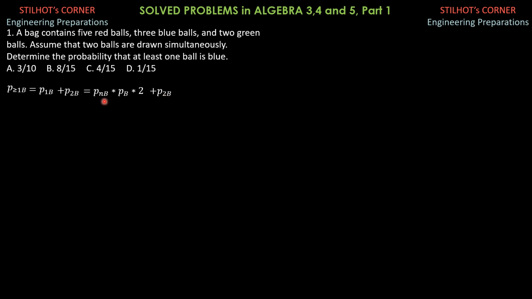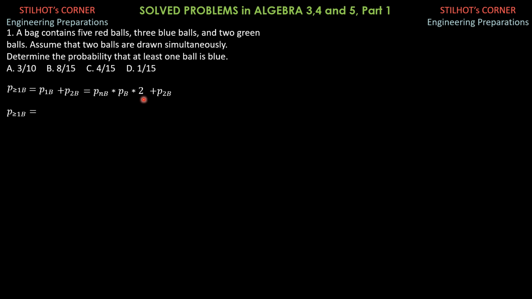So for the first one, it is not blue. There are 5 red balls plus 3, 8, plus 2 green balls, so 10. There are 10 balls all in all, and 7 of them are not blue. Therefore, this is 7 over 10. And in the second part, it is 3 over 9. 9 balls left, then times 2.